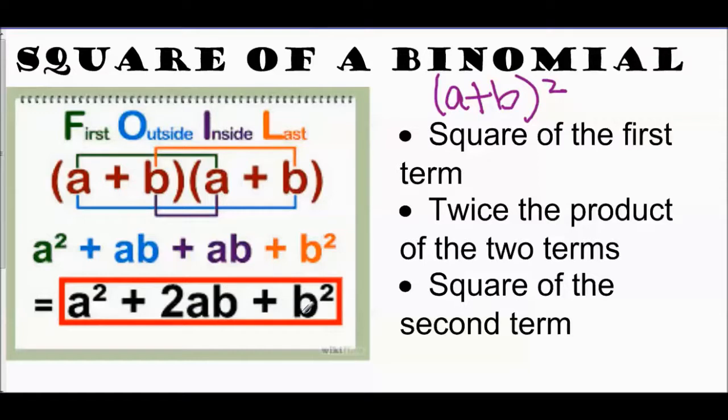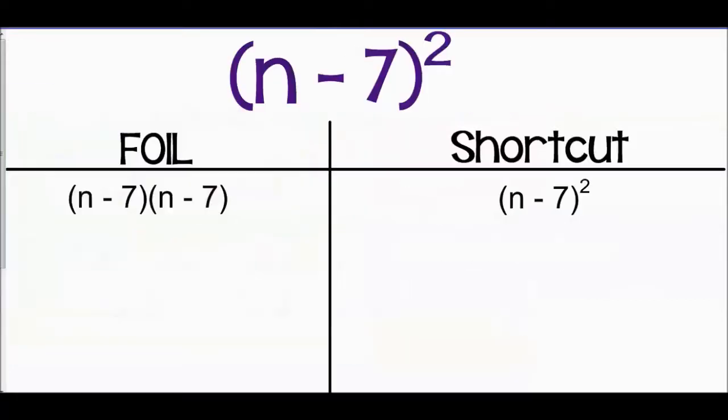the second term squared. So to sum that up, the square of a binomial, you're going to have the square of the first term, which is where you have a squared. You're going to have twice the product of the two terms, 2 times the a and the b. And then you're going to have the square of the second term, b squared. Let's see this actually played out.